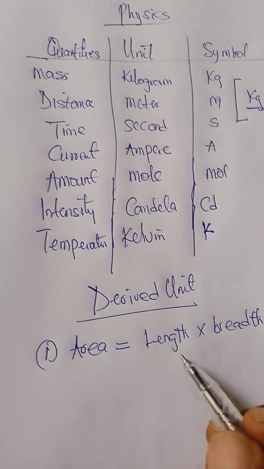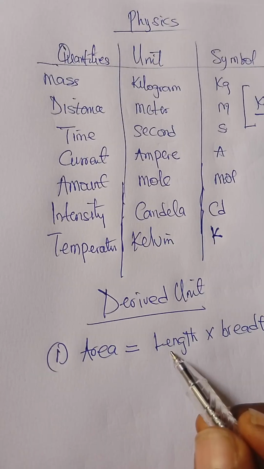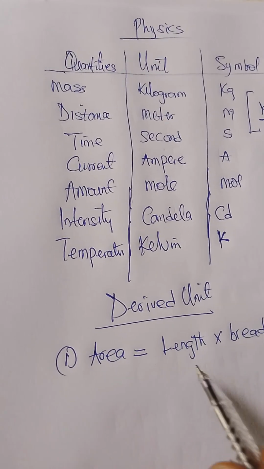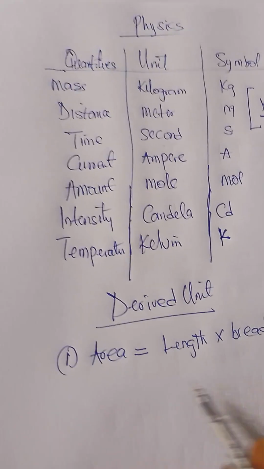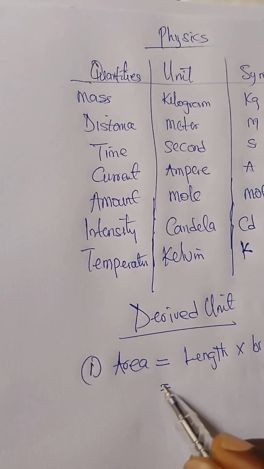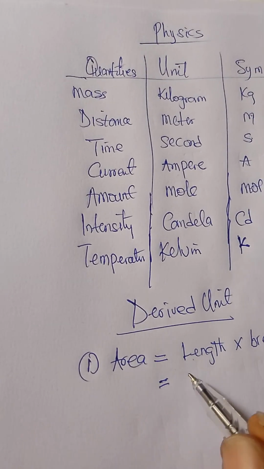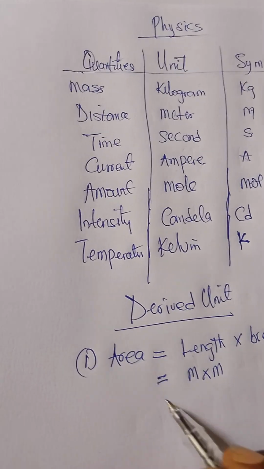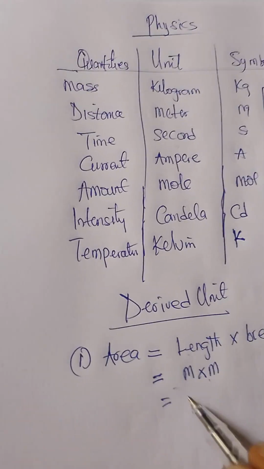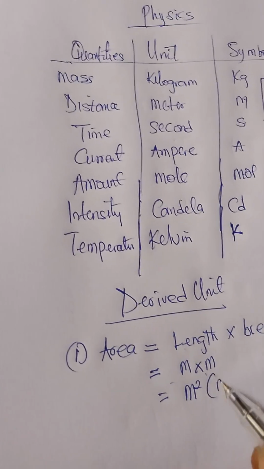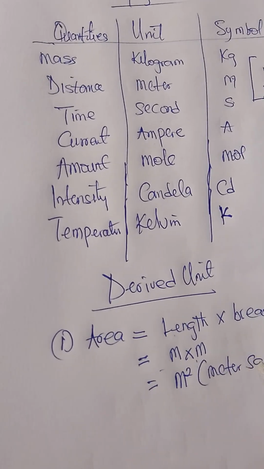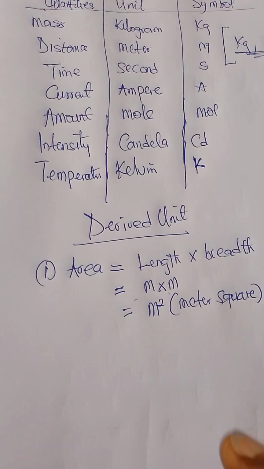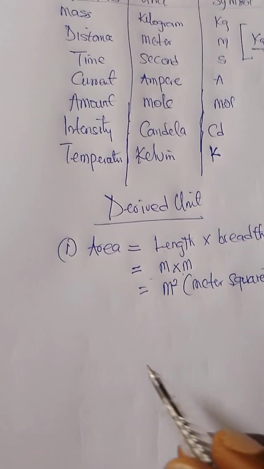Remember, in our previous video, I said that length is also distance, breadth is distance, height is distance, meaning that they will have the same unit as distance. So the unit for area will be the unit for length, which is meter, times the unit for breadth, which is also meter. If I multiply meter by meter, I'm going to have meter square. So meter square is the unit for area, or you can call it square meter.